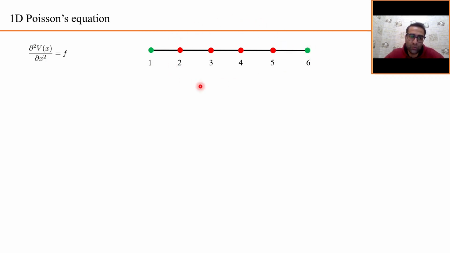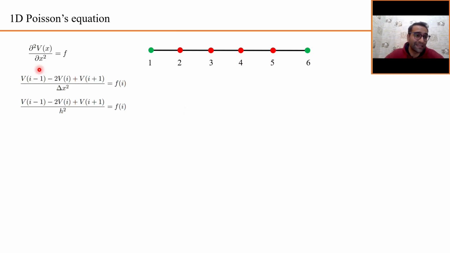And what we do not know are these red dots, and we need to calculate them using the finite difference technique. From the previous video, you know that the definition of the second derivative is the following: v i minus 1 minus 2 v i plus v i plus 1, divided by delta x squared, equal to f i. Just for simplicity, I define delta x as h. Okay, and if we gather all these values on one side of the equation, we will get such equations.